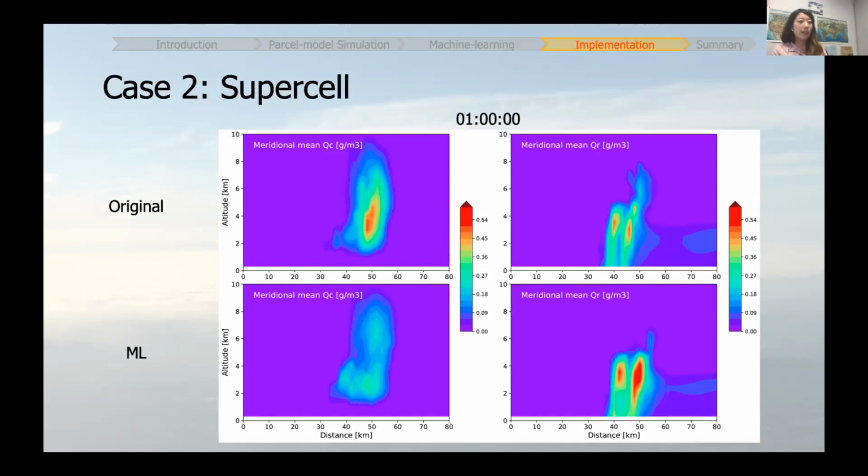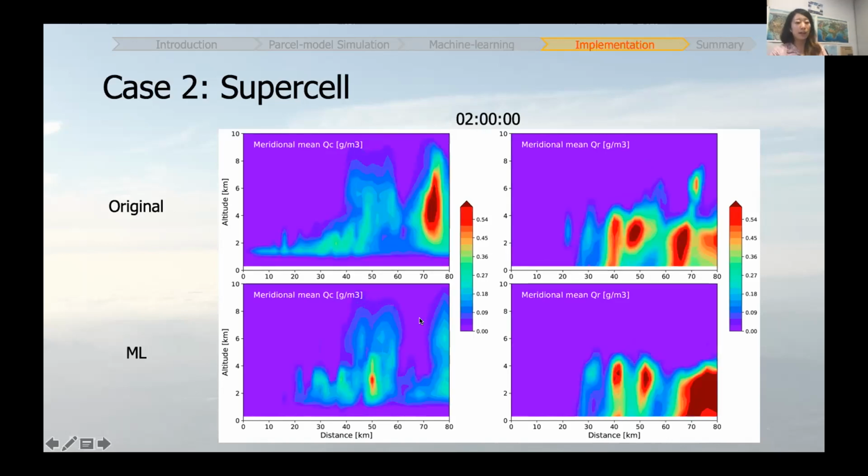And you can see that if I use the trained machine instead of the original parameterization, there's less cloud droplets, but more rain, as you can see on left and right respectively. So this actually continues until the end of the simulation. If you go to the next slide, that is showing after 2 hours. So around 2 hours or so, the convective core, main core, starts leaving the domain from the right side. So it's moving from the left to right.